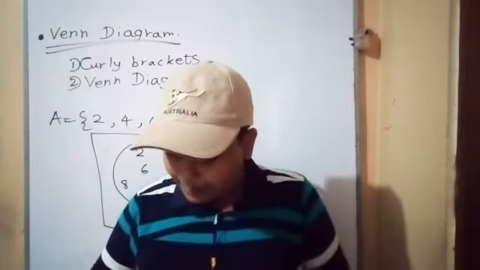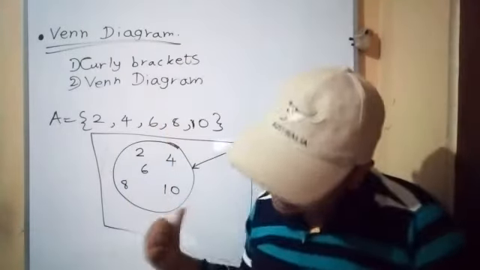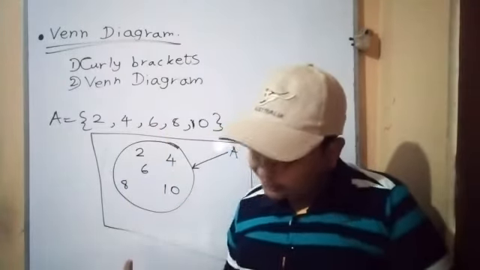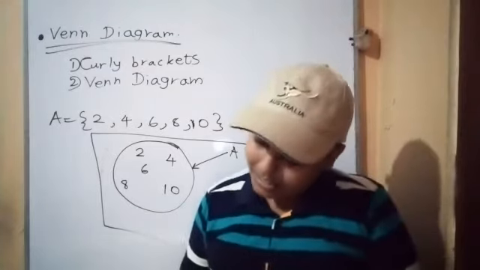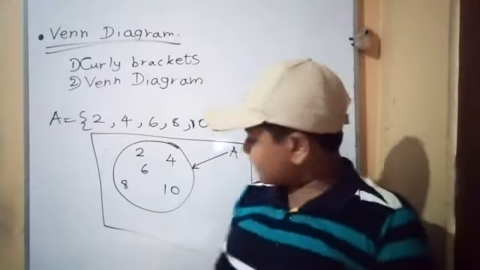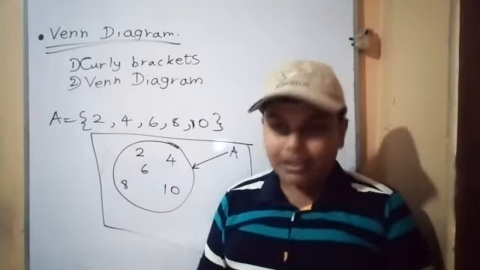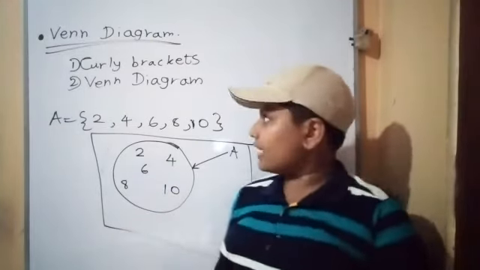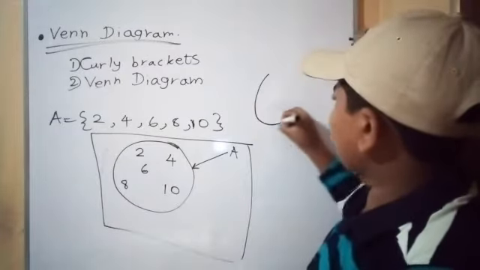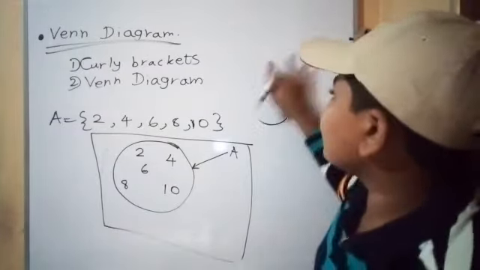When a set is represented in the above manner by a closed figure, such a figure is defined as a Venn diagram. The elements of the set are written inside this closed figure. This is known as a circle. Or you can get an oval, like an egg, but don't write the oval.